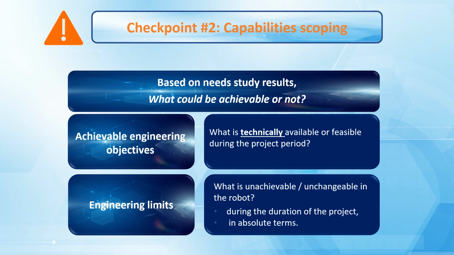Having a good list of priorities and of feasibilities will help you later on in your project to make decisions when you have delays or when things don't turn out the way you planned. Then you can always fall back on this capability scoping as a sort of point of reference for your project.